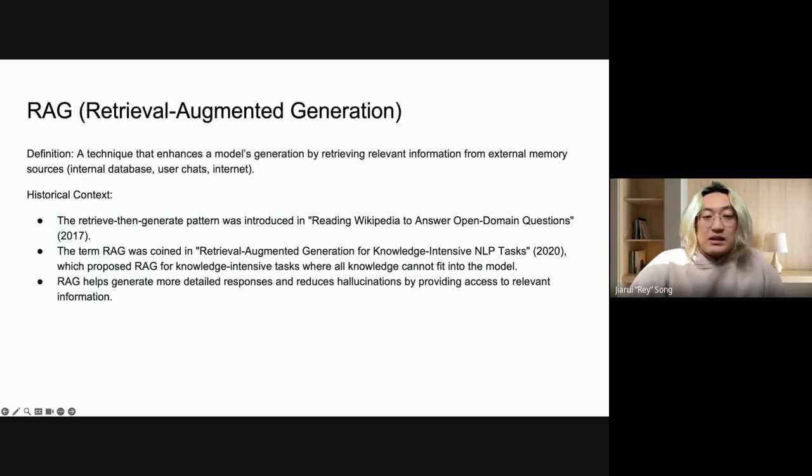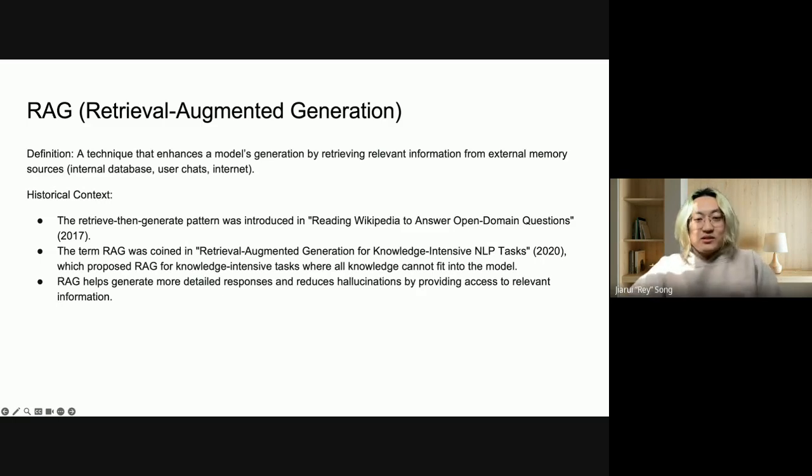Next slide, let's talk about RAG. The definition of RAG is a technique that improves a model's output by retrieving relevant information from external memory sources. These sources can include internal databases, past user conversations, or even the internet. Essentially, we are giving the model access to a targeted knowledge base to inform its generation.